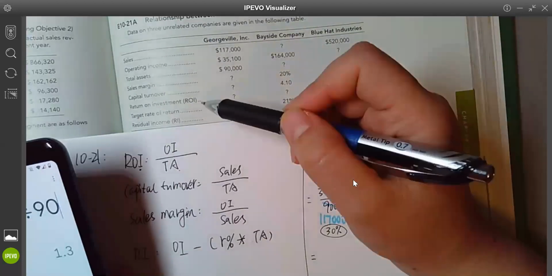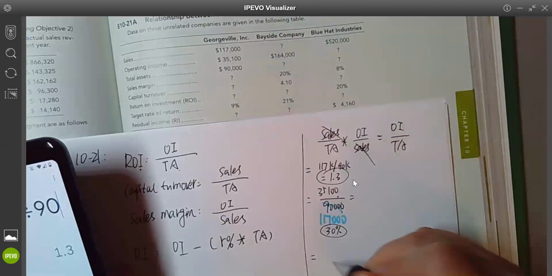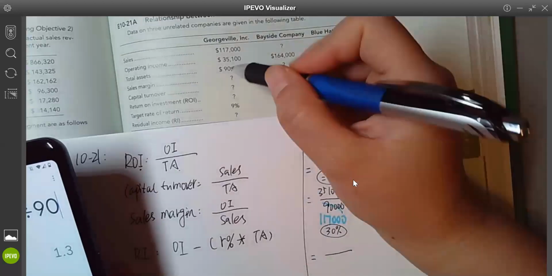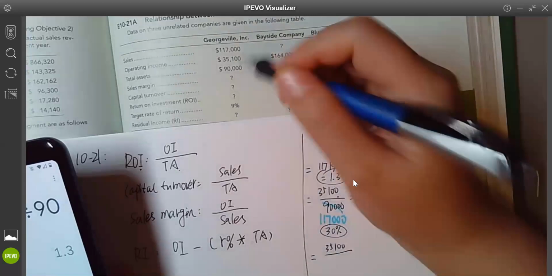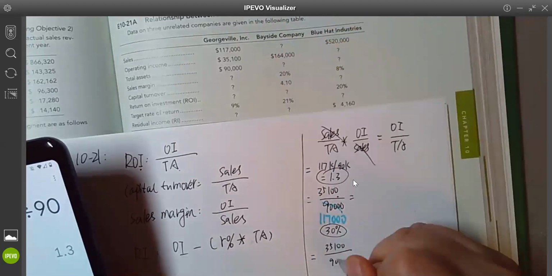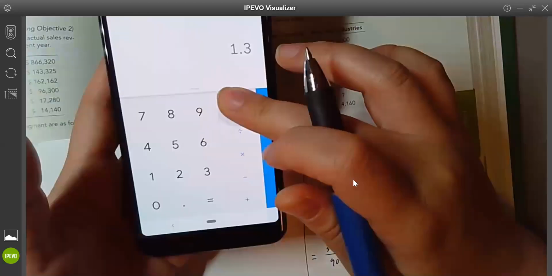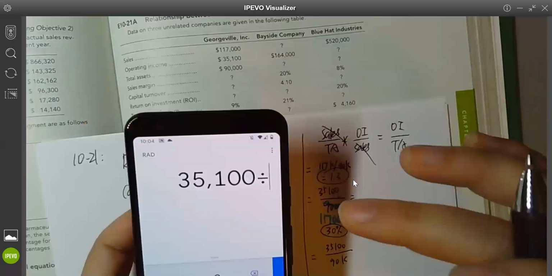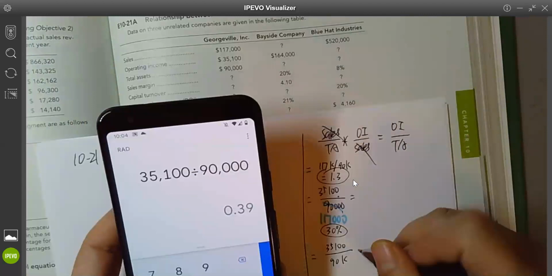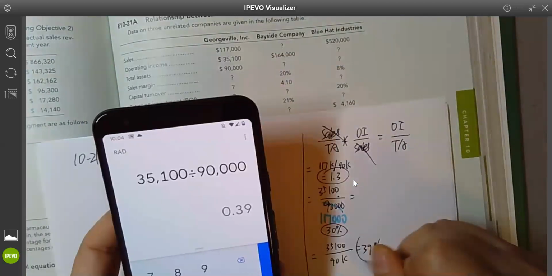ROI is operating income divided by total assets. I think I did it wrong. Operating income is 35,100 divided by total assets 90,000. So I think that's 35,100 divided by 90,000, which gives me 39%.